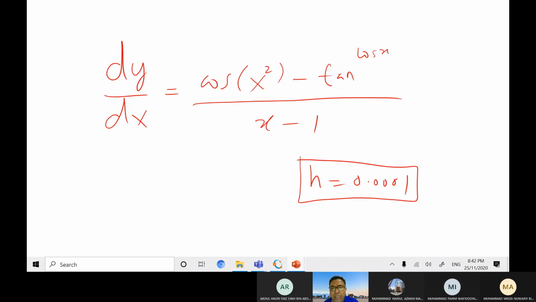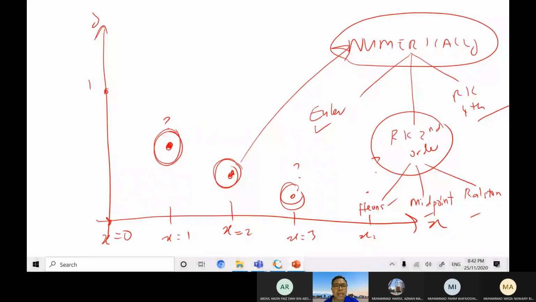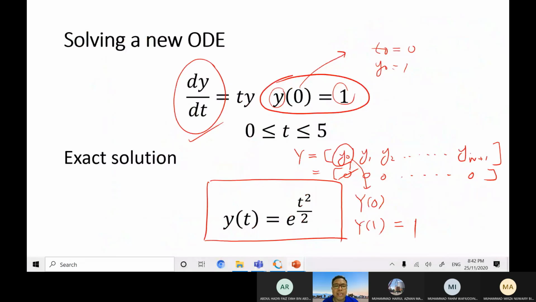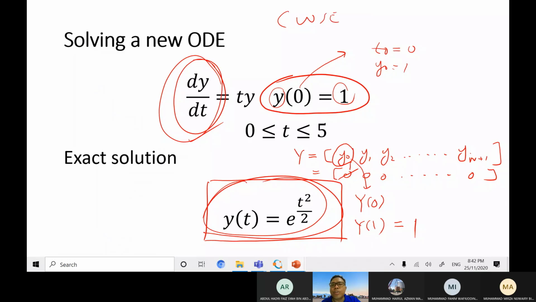Kenapa kena buat begini? Sebab saya tak tahu saya punya exact. Dalam contoh kita ni, sengaja saya bekalkan exact, sebab benda ni memang boleh selesai. Ini kita panggil sebagai closed loop solution. Closed loop solution maksudnya function ni memang ada solution.